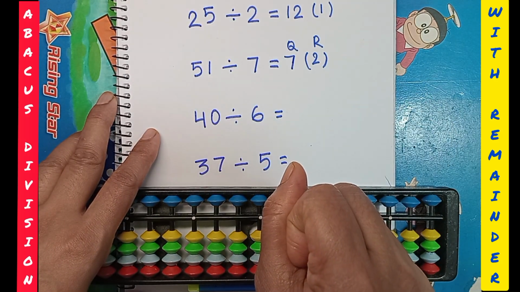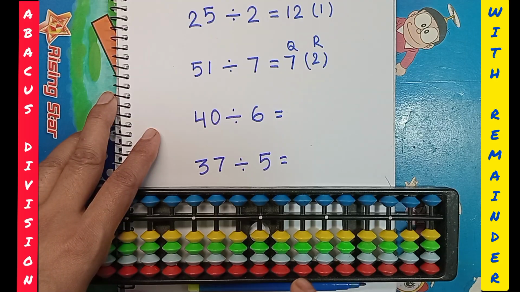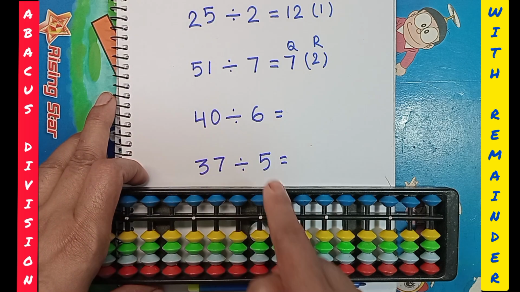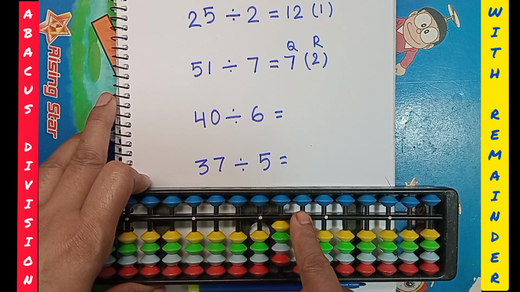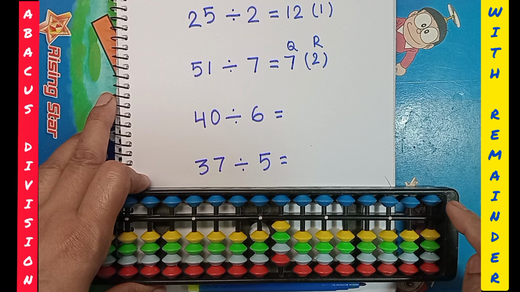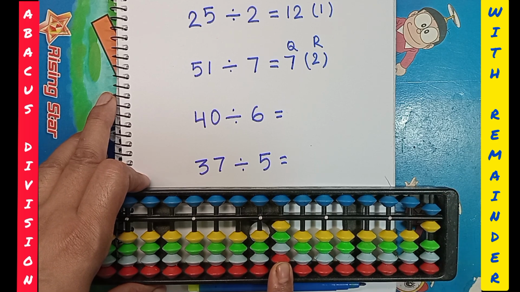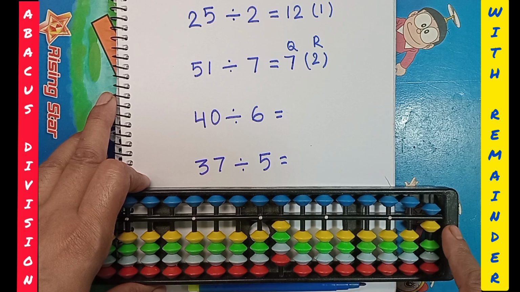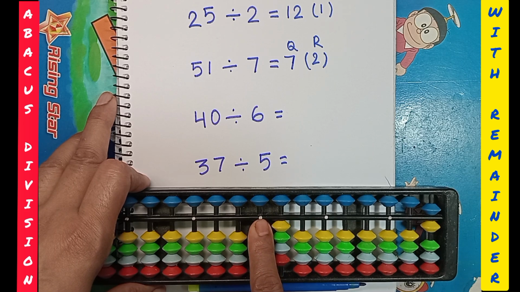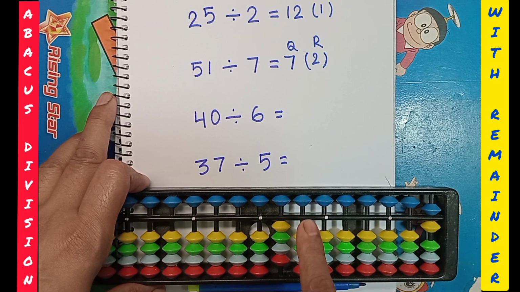Again minus 1, that is compulsory. The answer is 0. We will start placing the actual sum or the dividend from the 0 rod. 4, 0, 40 is divided by 6. 5 and 1, 6. Consider the first rod that represents 4. 4 is not divisible by 6. So consider two rods. 4, 0, 40. 40 is not divisible by 6, but we can get the nearest answer. 6 times 6, 36.